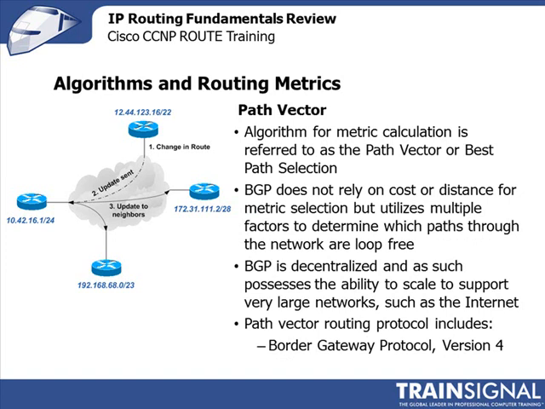Path vector protocols use the path vector or best path selection algorithm, which sounds like what we've already talked about, but it operates on an entirely different mechanism. For instance, BGP is what's involved in here. It doesn't rely on cost or distance, hop count, but utilizes multiple factors to determine which paths through the network are loop-free. Because it's decentralized by nature, it possesses the ability to scale and support extremely large networks such as the Internet. It operates in an entirely different way. It may seem like a distance vector routing protocol, but it actually goes about it in an entirely different manner.